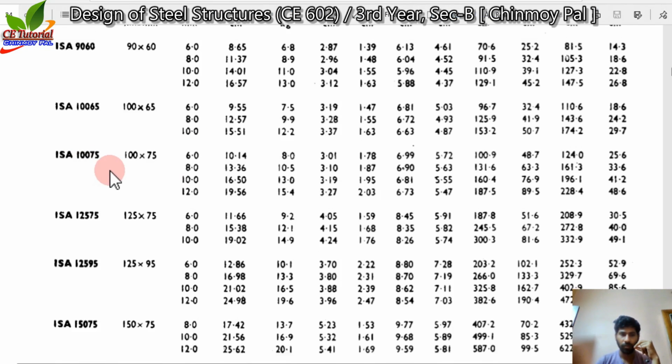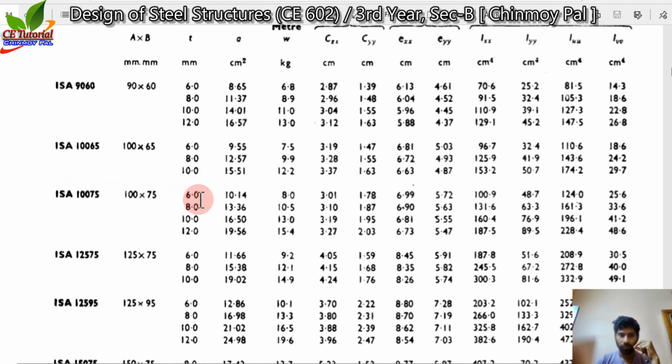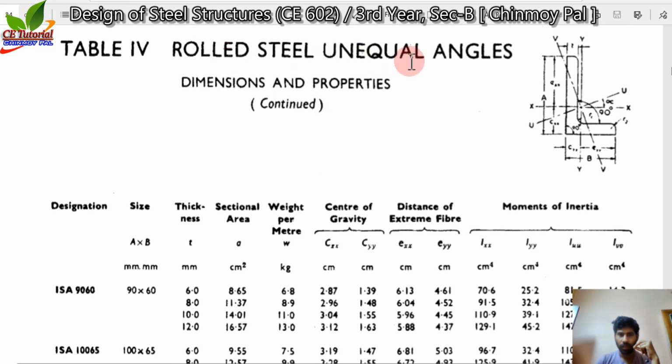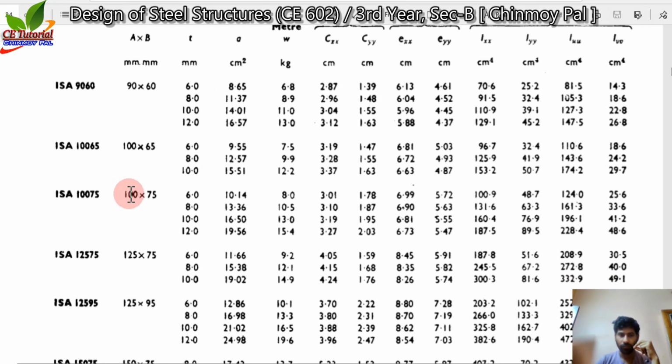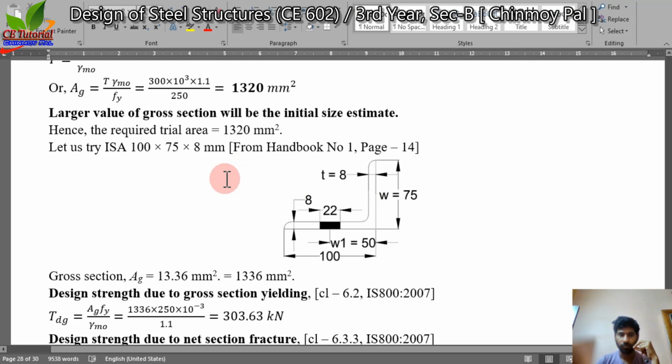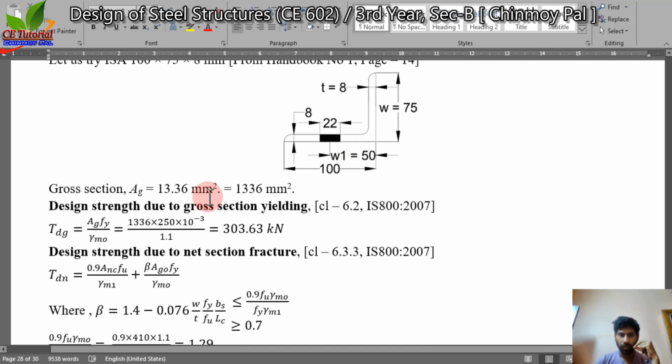Now from the handbook we need to check the area, that is this area 1336 millimeter square, it is greater than 1320 millimeter square. So we are considering 175.8. This is unequal rolled steel unequal angle. So let us try ISA 175.8, and the actual cross section of this angle is 1336 millimeter square.